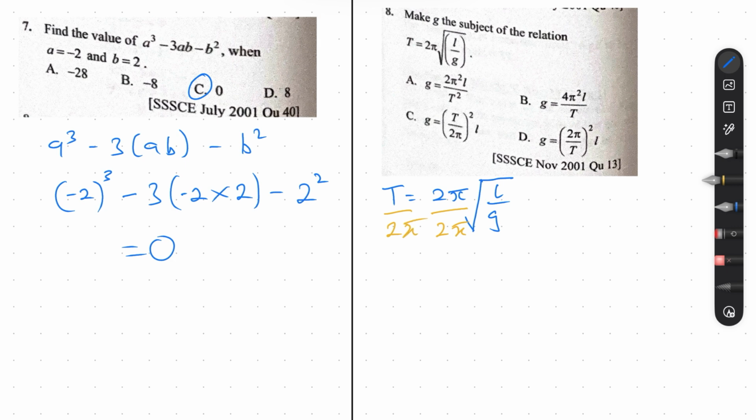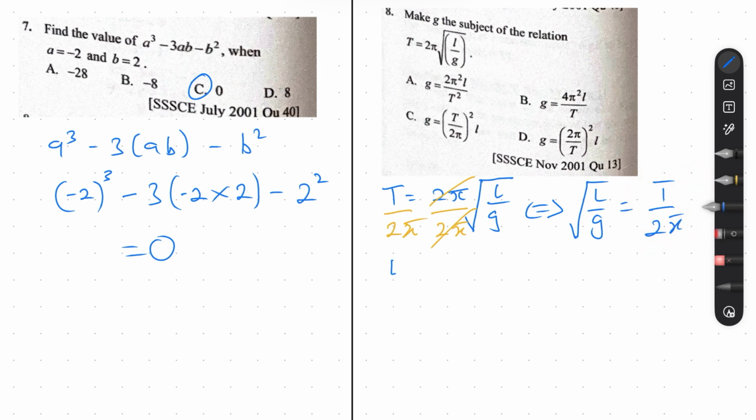So this will cancel out, and now we have only this expression remaining. So let's write that. Square root of L over G is equal to T over 2 pi. Now what we want to do is get rid of this square root. The way to do that is to take a square of both sides. You have to take a square on both sides. So let's do that.